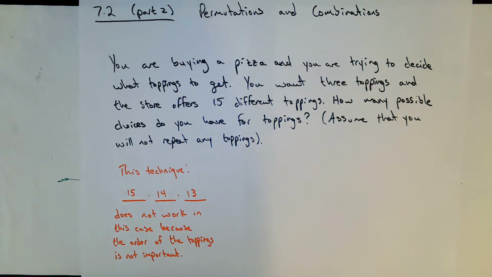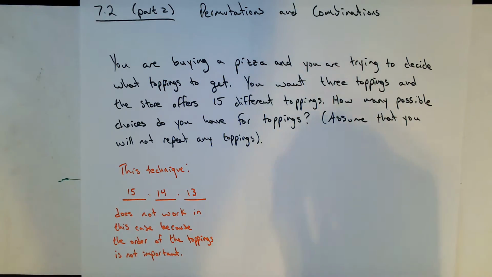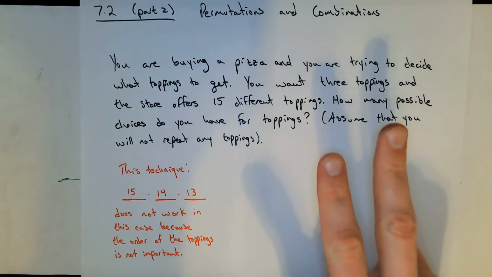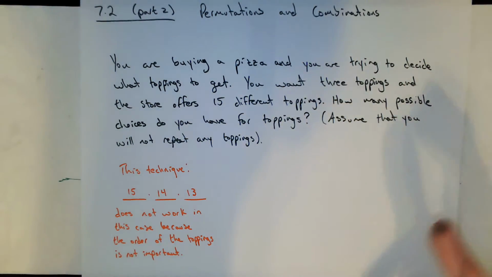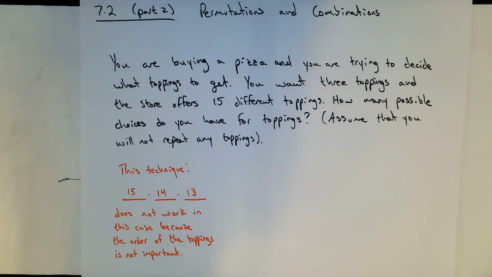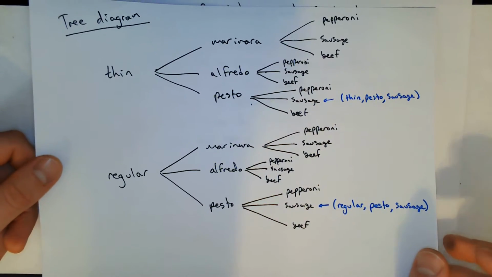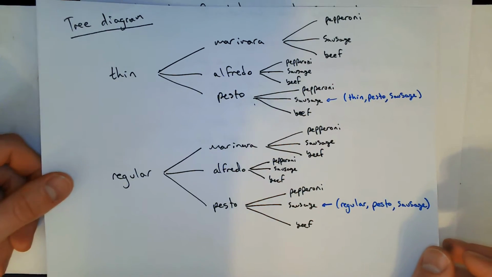And one of the big points here is that the order in which you place the toppings on the pizza doesn't matter, right? We're assuming it's not important. Like pepperoni, sausage, mushroom is the same as sausage, pepperoni, mushroom, which is the same as mushroom, pepperoni, sausage, etc. It doesn't matter what order you place them on the pizza, unless you're really, really picky, but we're pretending that we're not. So it's not the same kind of problem as this one.